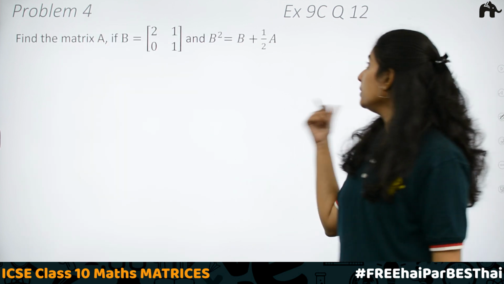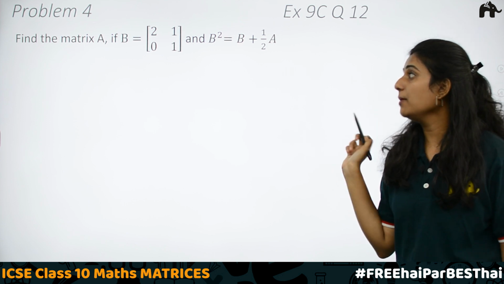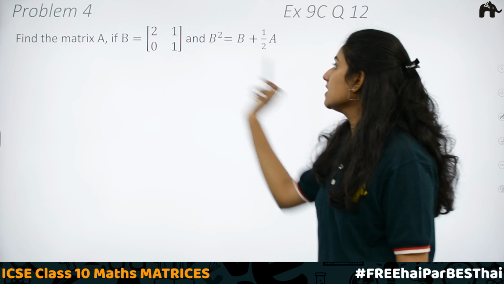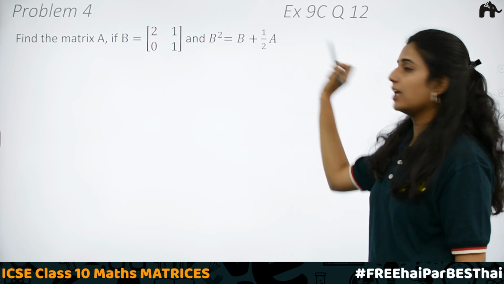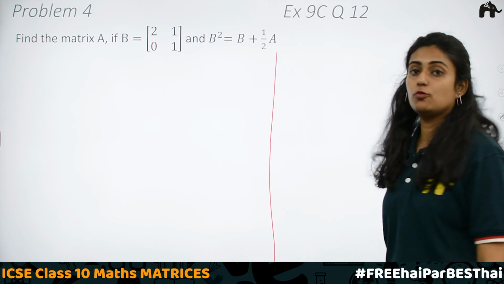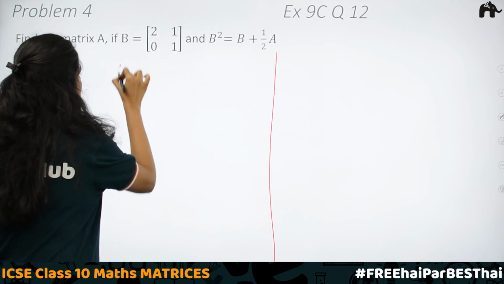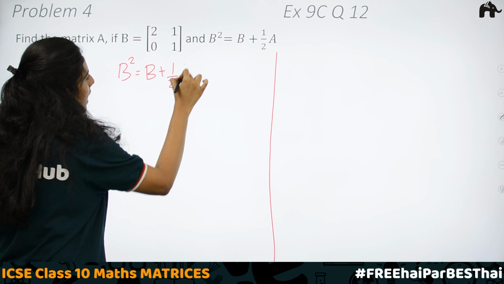Clear? Problem 4, question 12 of exercise 9C. Find the matrix A if matrix B is 2, 1, 0, 1 and B square is equal to B plus half A. Okay, matrix B is given, we need to find what matrix A is. Given that B square is equal to B plus half A.